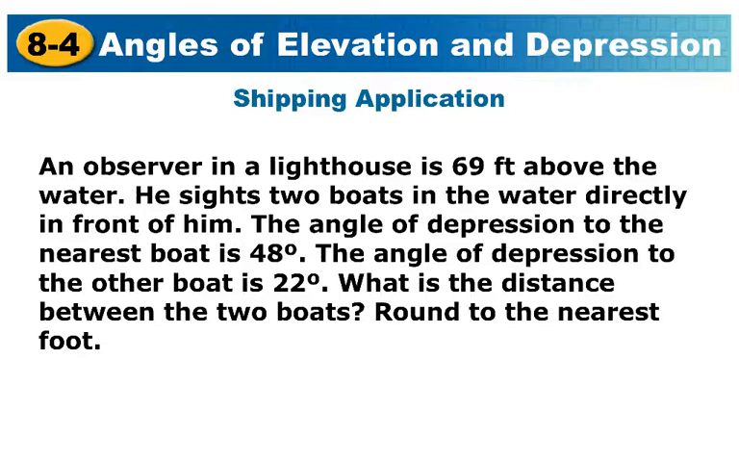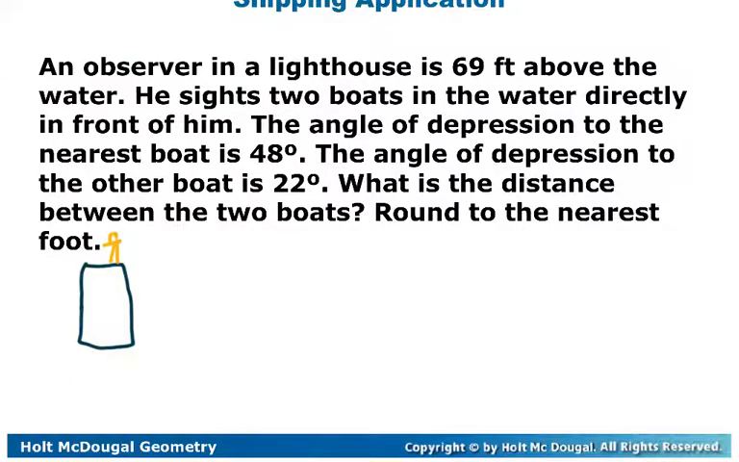Alright, and then our last one here talks about a lighthouse. Apparently a lighthouse is 69 feet above the water, so it must be on some sort of cliff, I'm guessing. So here's our little lighthouse. Looks like a person. Let's see. So the person is 69 feet above the surface of the water. So here's our water.